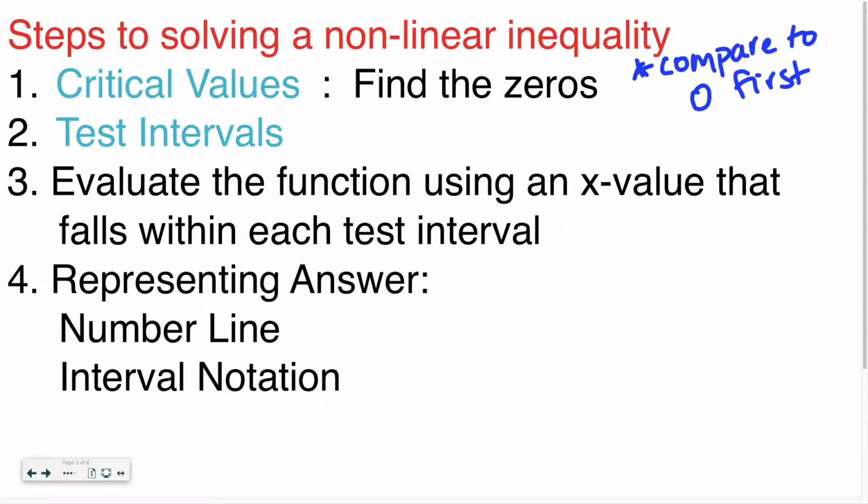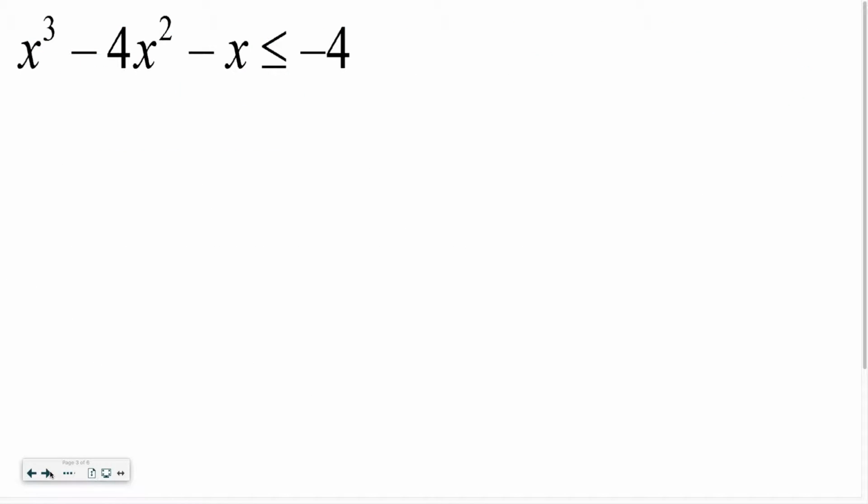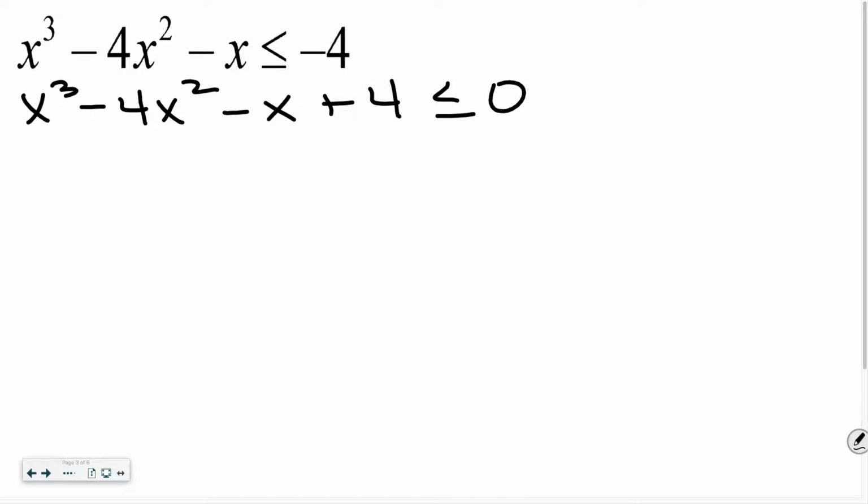Okay. But in this inequality, I need us to write it as x cubed minus 4x squared minus x plus 4 is less than or equal to 0. That's the inequality that we are going to work with.